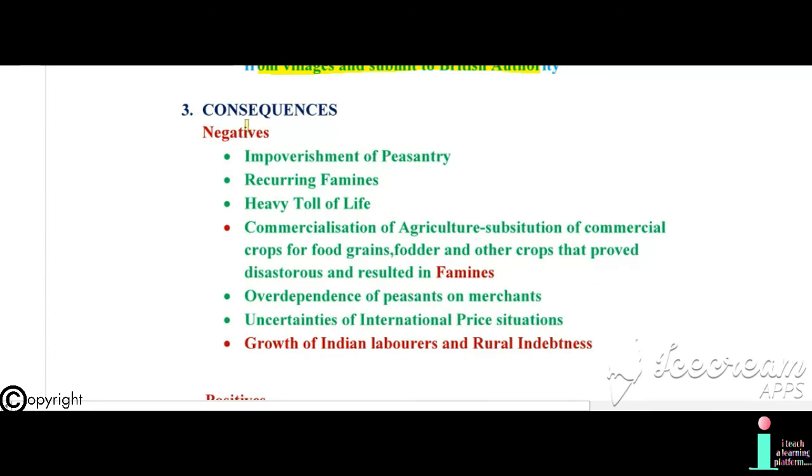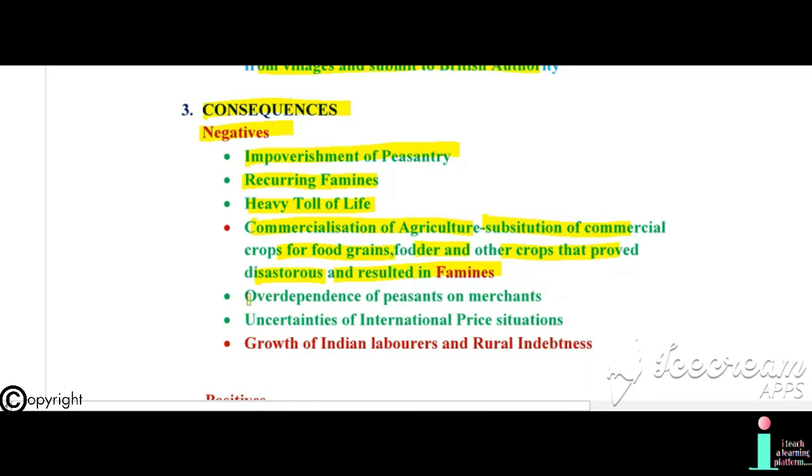Now let's discuss the consequences of these economic policies on the peasants. The majority of the consequences are negative and only one or two are positive. Negative consequences include impoverishment of the peasantry, recurring famines, heavy toll of life, and commercialization of agriculture, that is, substitution of commercial crops for food grains, fodder and other crops, which proved disastrous and resulted in famines. Earlier there were natural calamities like floods and droughts, but famine was not frequent, and after the Britishers, famine became a regular phenomenon and large scale starvation death was very recurrent.